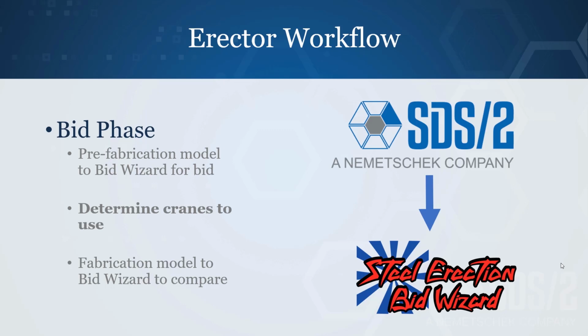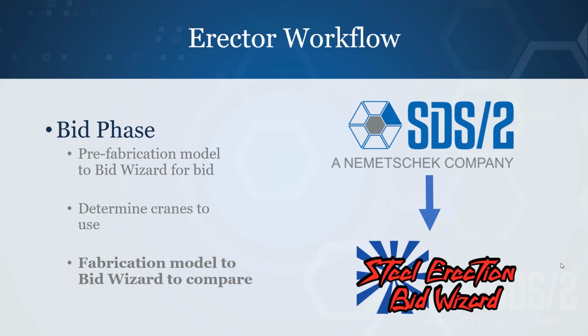Parallel to that, while I have the prefabrication model inside of the job, I can start to determine what crane I'll use and have a good idea where it needs to be located. So maybe I want to know what the heaviest member is or the heaviest piece of steel in my job. I can find that and then maybe place my crane closest to that. So I'll have my prefabrication model to compare with my actual fabrication model in BidWizard to see how far off I was in the beginning, and then I can go from there.